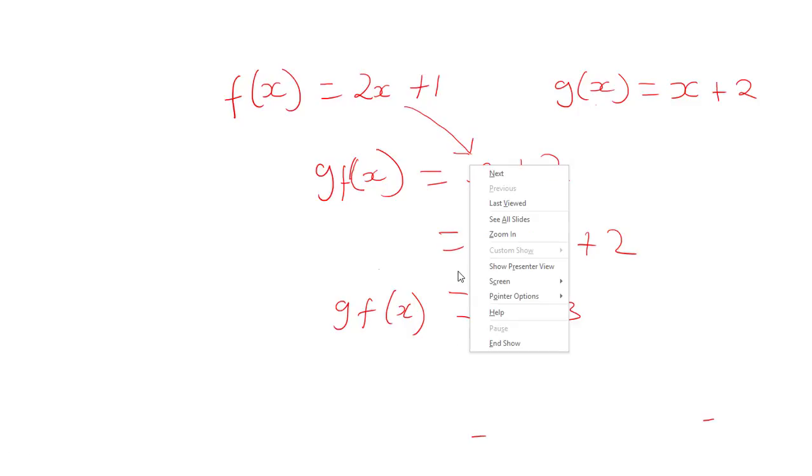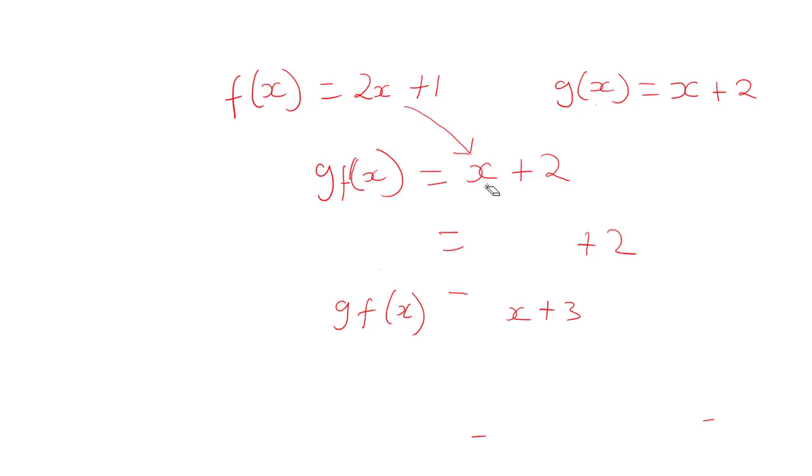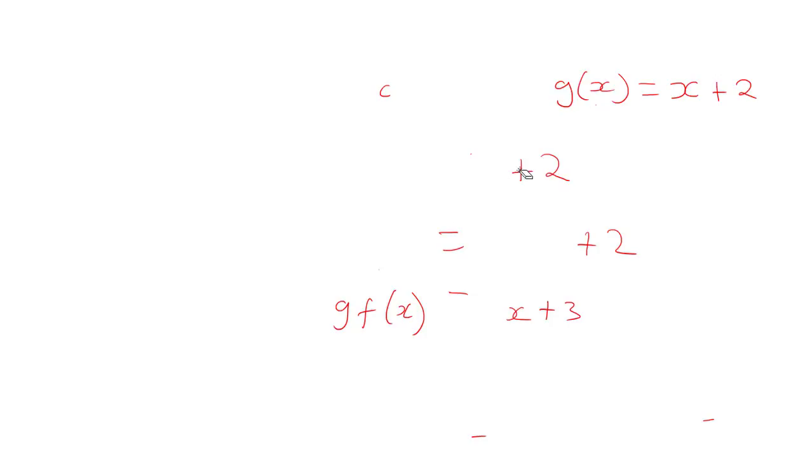Okay, so let's look at another example. Sometimes they can give you a value. They can tell you what the value of x is, and they want you to find the value of that composite function. An example would be when I have something like, again, g of x and f of x, whereby they now give me the value of x.